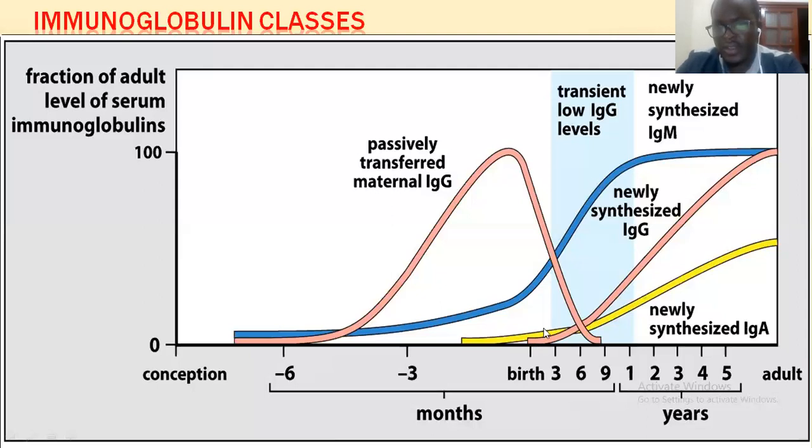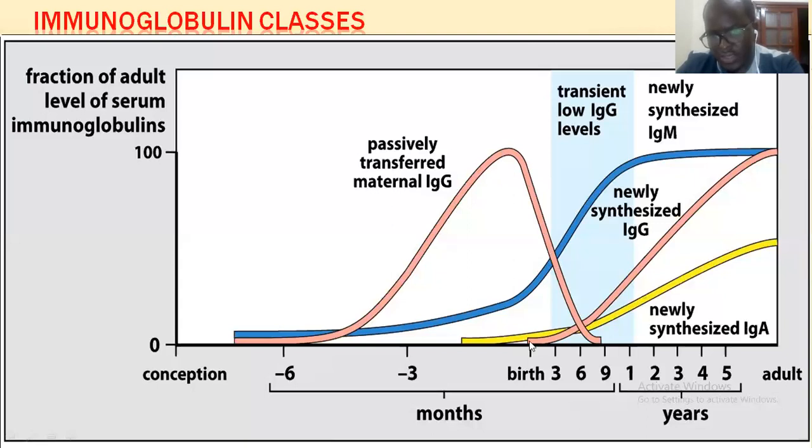The fetus after birth will continue producing antibodies. I mean, this is IgM actually. This is IgM that is being produced by the fetus, and the IgG is this one. So you have newly synthesized IgM, but the passive immunity is the IgG that is being passed to the fetus. Then after birth, the mother is no longer passing that IgG, so it will reduce.